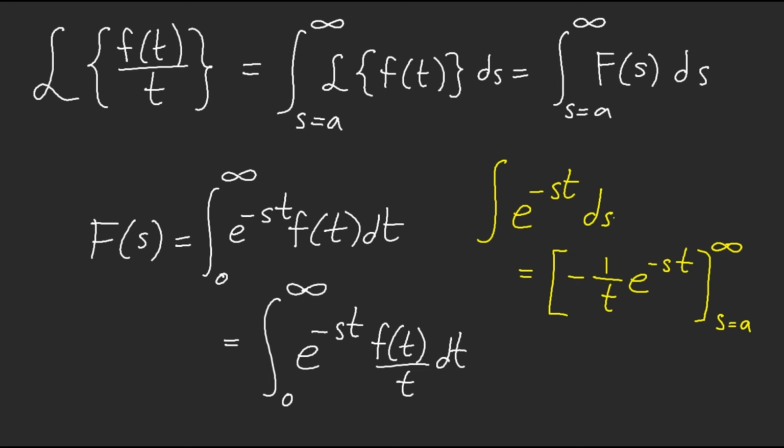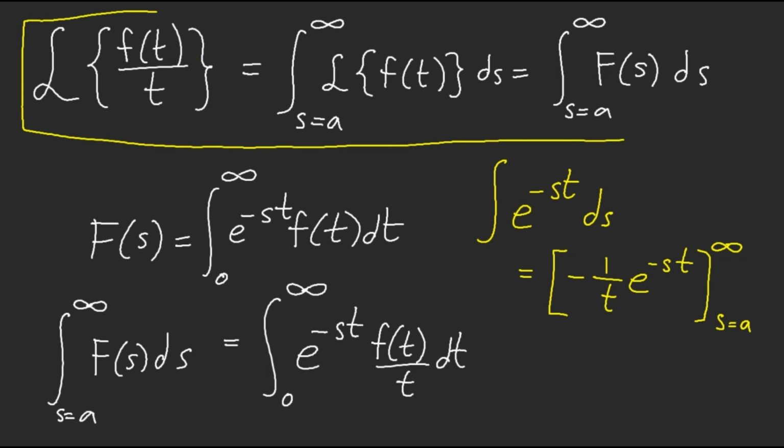Again, remember that we are integrating with respect to s. So these bounds are plugging into s here, not t, s. That's how this integral comes about. We have the bounds s to infinity, and we are integrating F of s ds. That's where this formula comes from. So this Laplace of f of t over t is equal to the integral of the Laplace transform from s to infinity. Okay? All right.